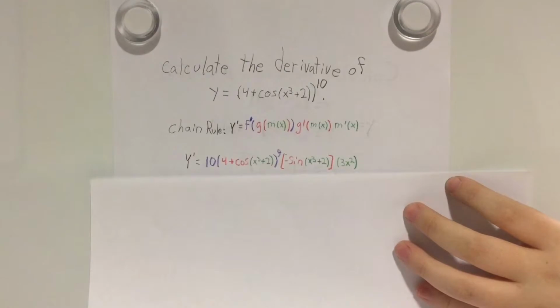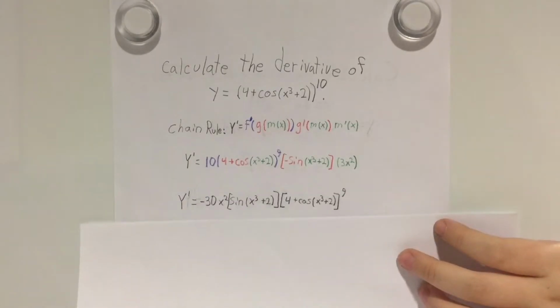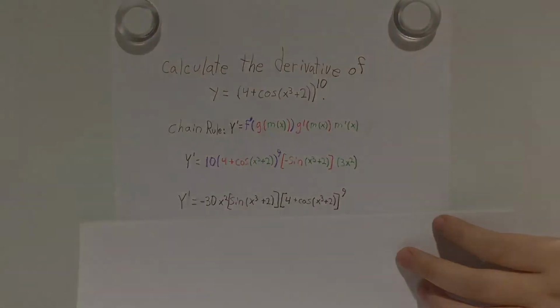I have highlighted the parts of the equation as they show up for the chain rule. This is the derivative form of it. From here, we will simplify. The simplified equation equals y prime equals negative 30x squared times sine of x cubed plus 2 times 4 plus cosine of x cubed plus 2 all to the 9th power.